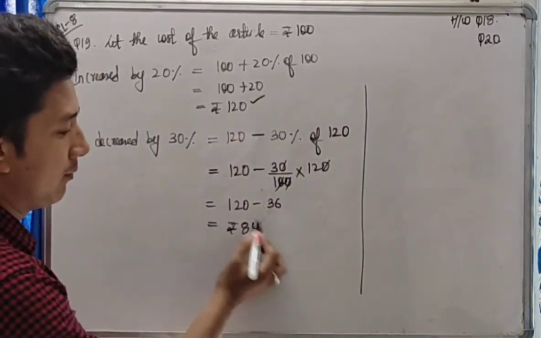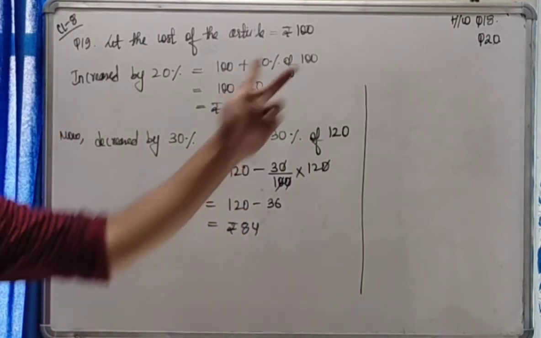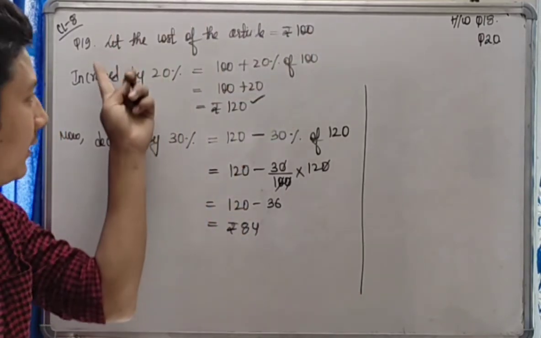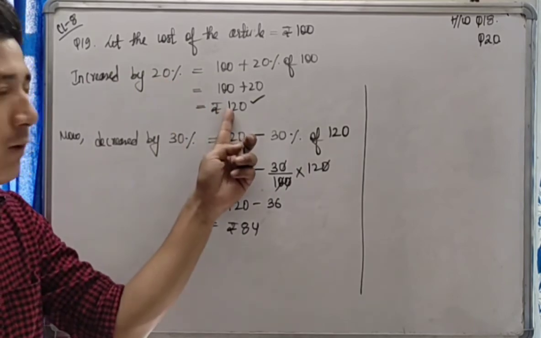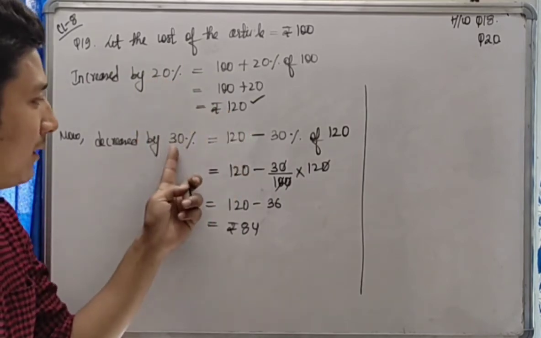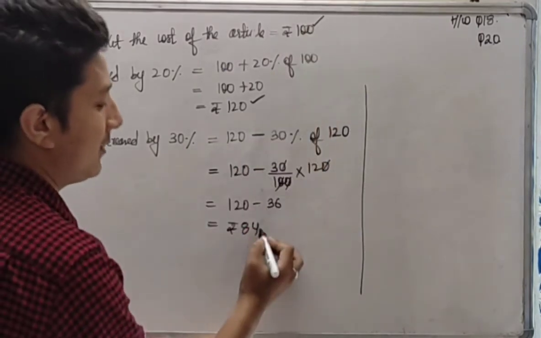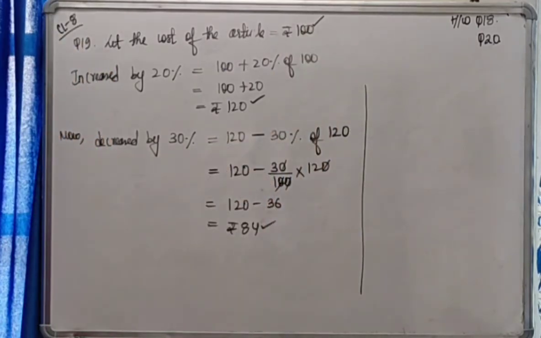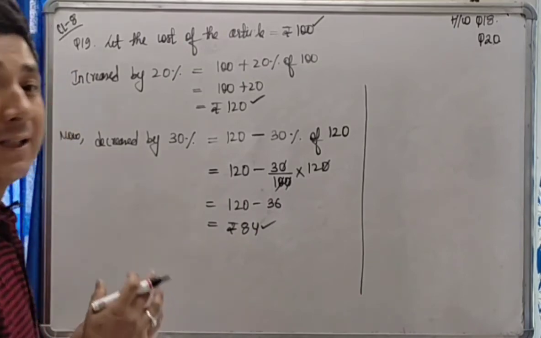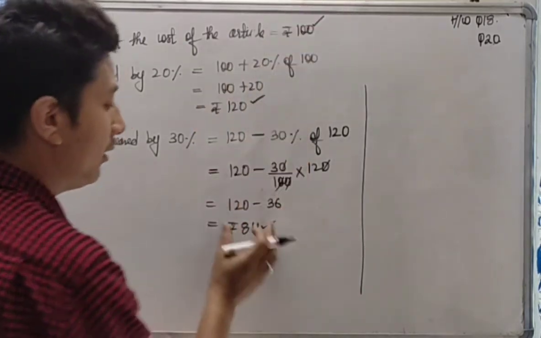So now you'll get how much? 84. First it was 100, it increased by 20 and became 120, and now it decreased by 30 and it is 84. So this is the original and this is the final. So what do we notice? The value has decreased from 100 to 84.